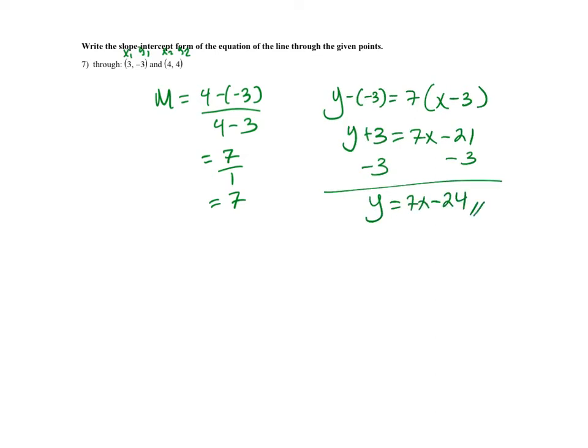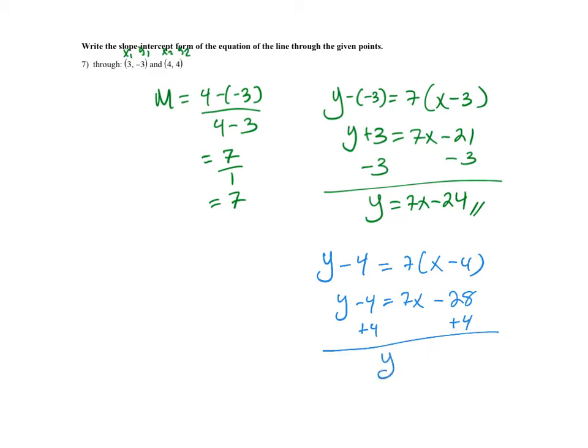And I'm going to show you using the other point so you can see that at the end it's the same. So y minus 4 equals 7 times x minus 4. So y minus 4 equals 7x minus 28. So plus 4 on both sides. So y equals 7x minus 24. As you can see, it's exactly the same equation.